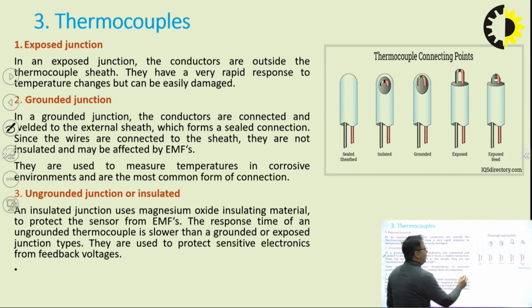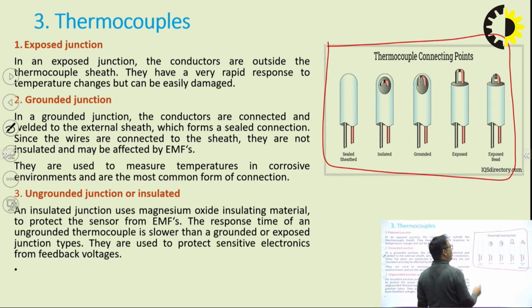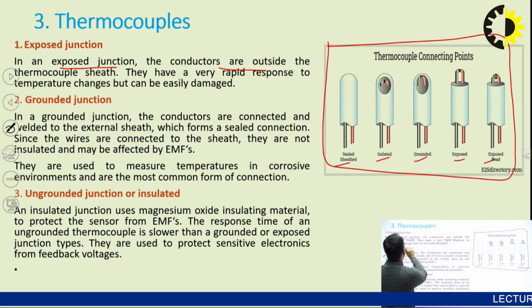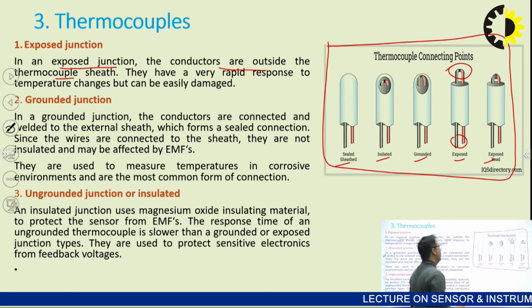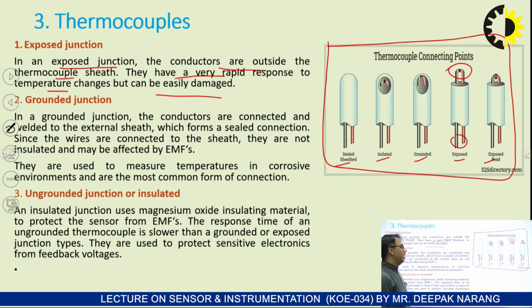So these are various shapes of thermocouple which are used in industry, like sealed sheet, insulated, grounded, exposed, and exposed bead. So what is an exposed junction? In an exposed junction, the conductors are outside the thermocouple. They have a very rapid response to temperature changes but are easily damaged.